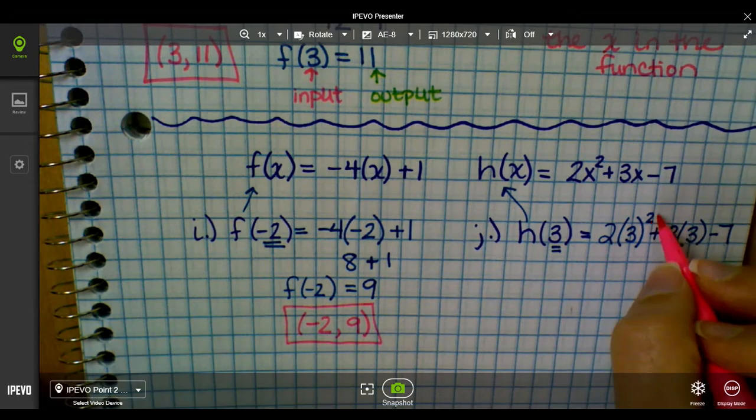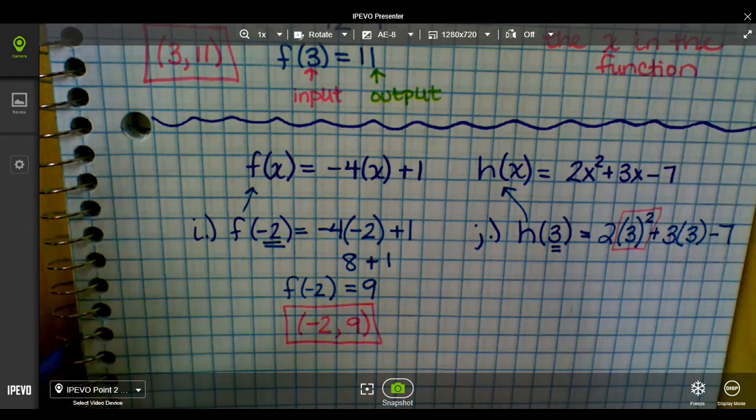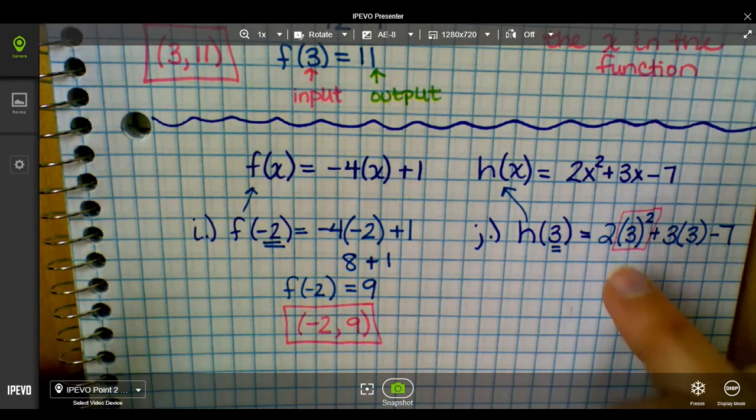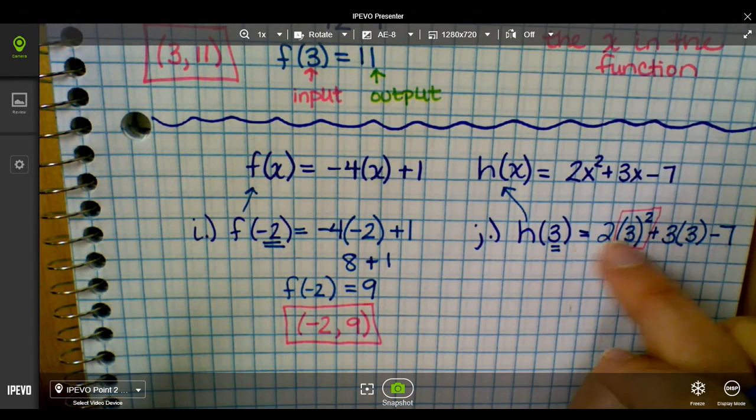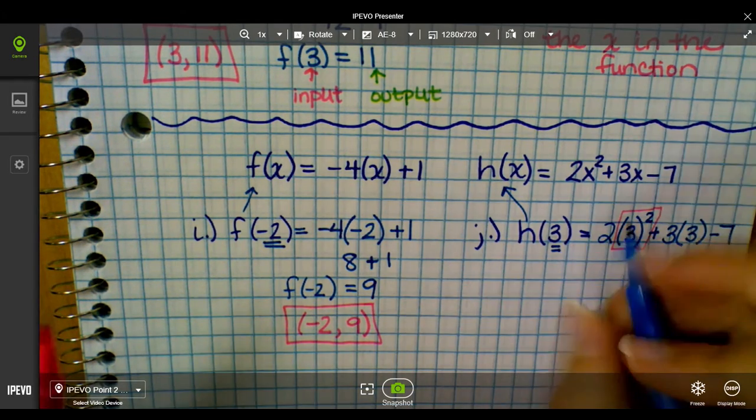Make sure, a lot of you guys get this part wrong, make sure you're following order of operations when you go to solve for this. Always square this number first, then multiply. You don't want to multiply and then square. That doesn't follow order of operations.